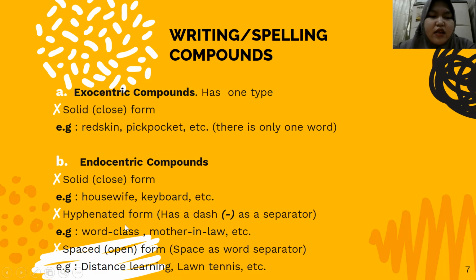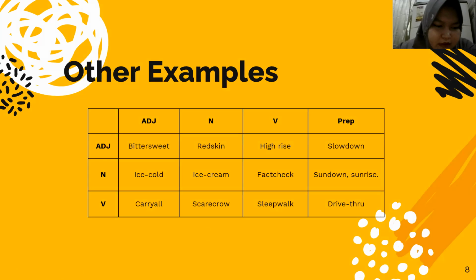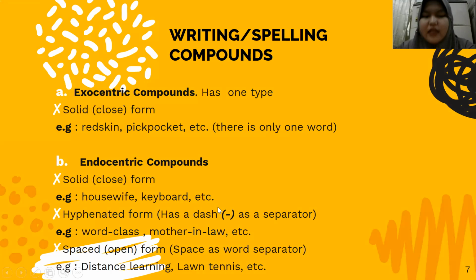Okay. So the second one is hyphenated forms. It has a dash as a separator. We need a dash in hyphenated forms. For example, word-class, mother-in-law. As you can see here, mother dash in dash law. I'm sorry. This doesn't mean ibu dalam hukum, but its meaning is ibu mertua.